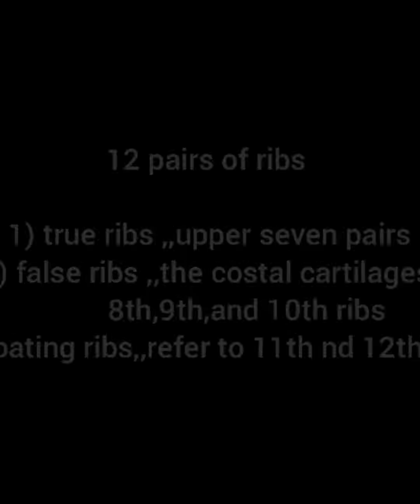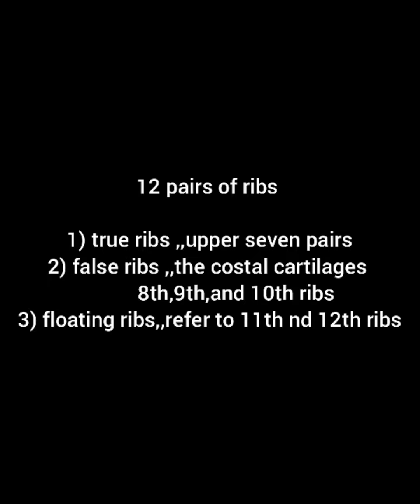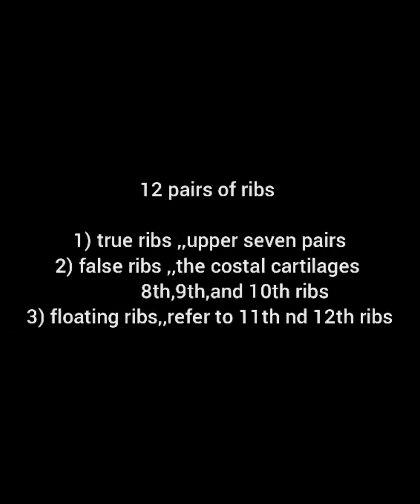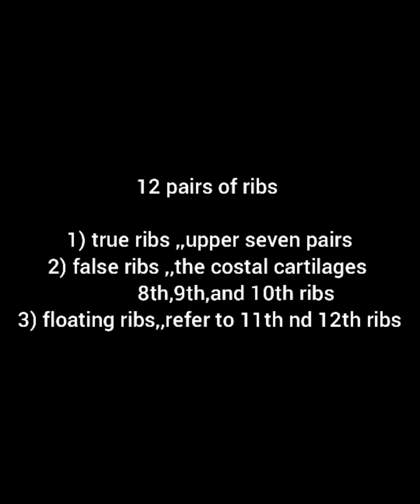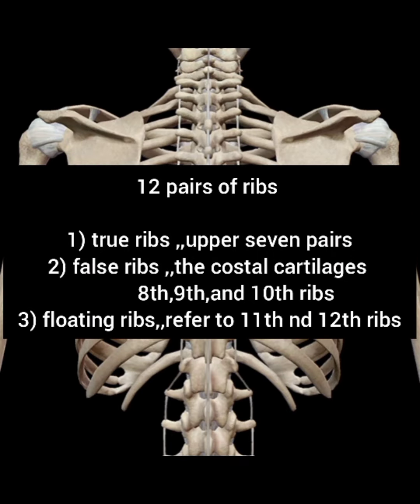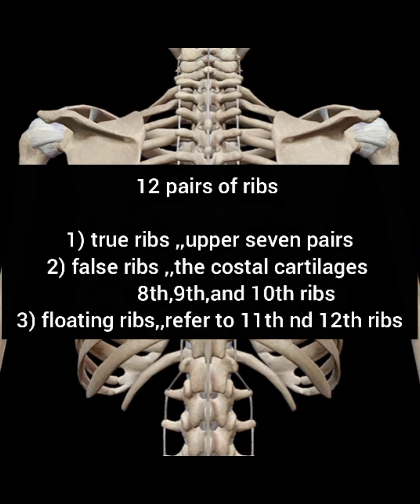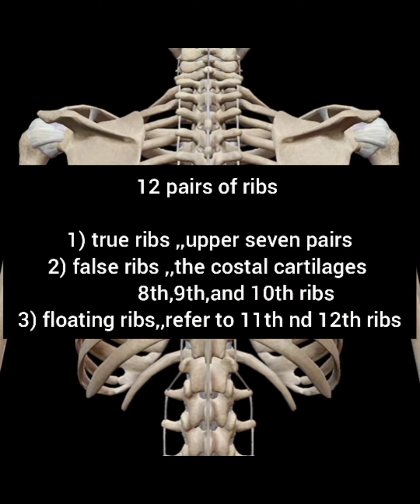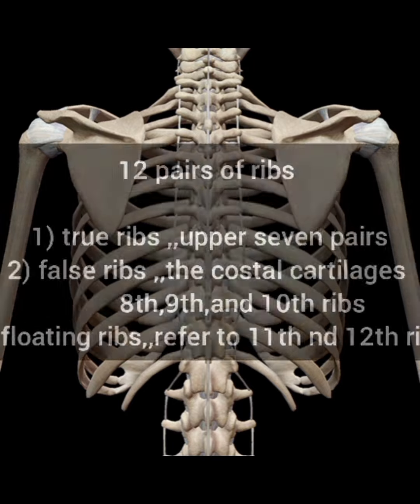True ribs means the anterior end of the upper seven pairs of ribs is attached to the sternum through a bar of costal cartilage. These are called true ribs.